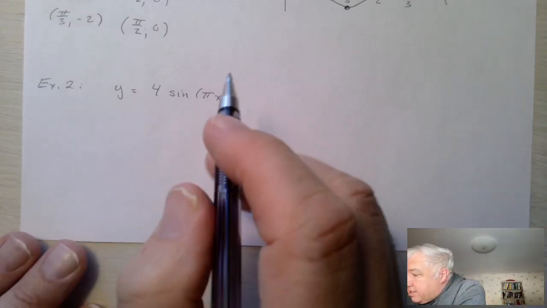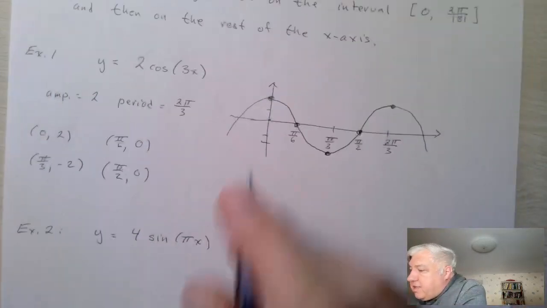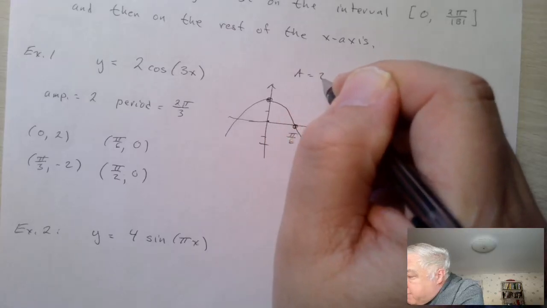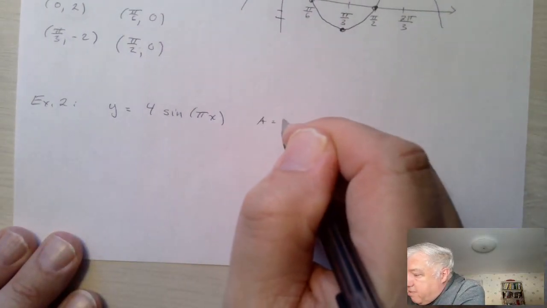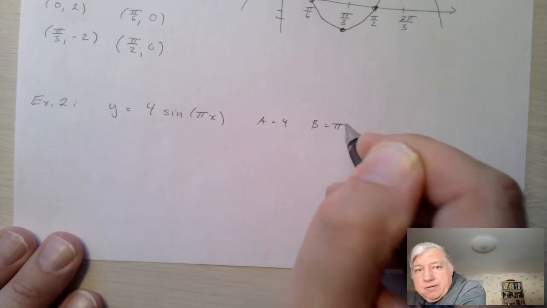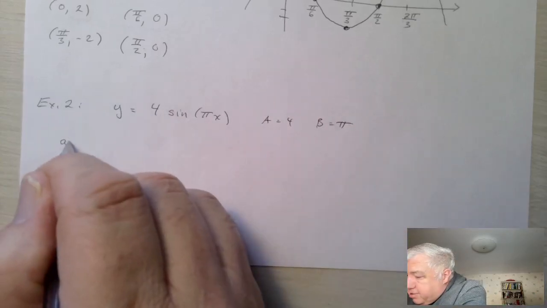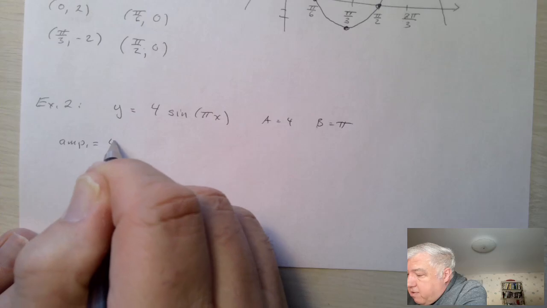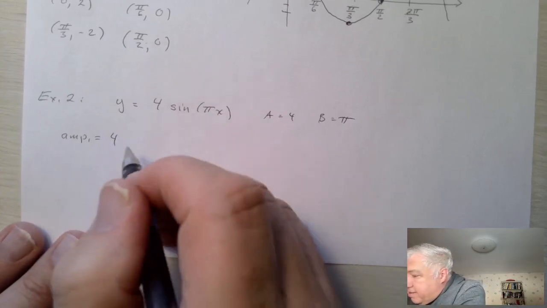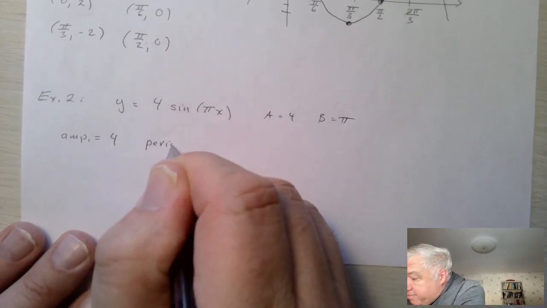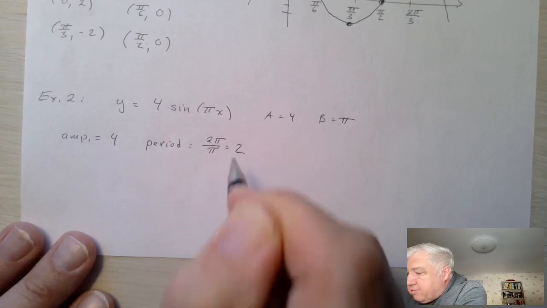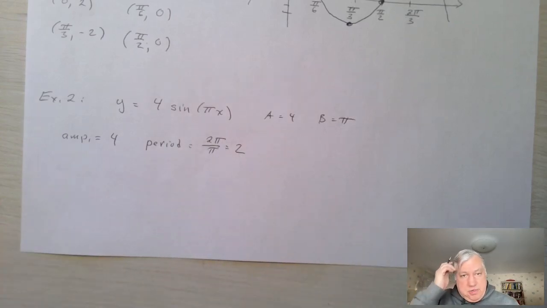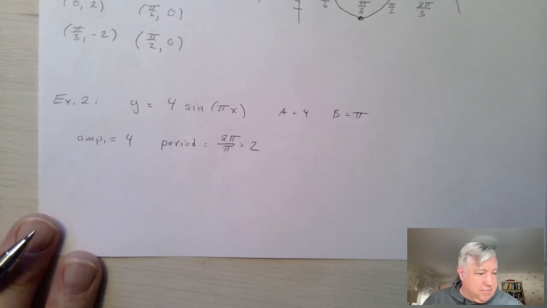In this case, and maybe I should have set up here, A was 2, B was 3. That's how we did this. In this case, A is 4 and B is pi. So the amplitude is 4, and the period is 2 pi divided by pi. Well, that's 2. Okay. So in this case, the pi's go away.